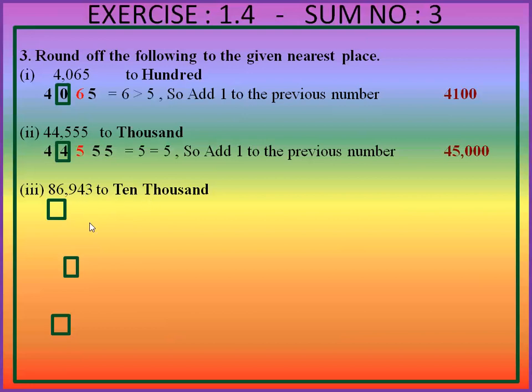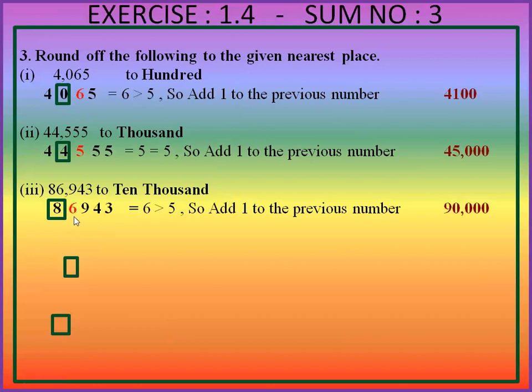86,943 to 10,000. So here the 10,000s place is 8. Look at the number to the right of it, which is 6. 6 is greater than 5. So add 1 to the previous number, that is to 10,000's position. So you get 90,000 as your answer.